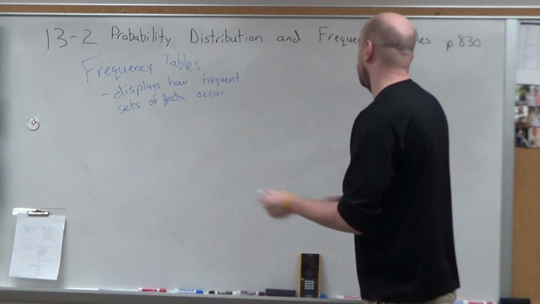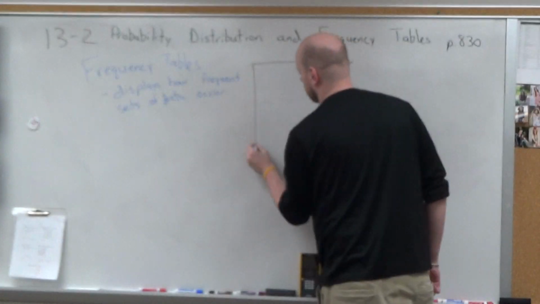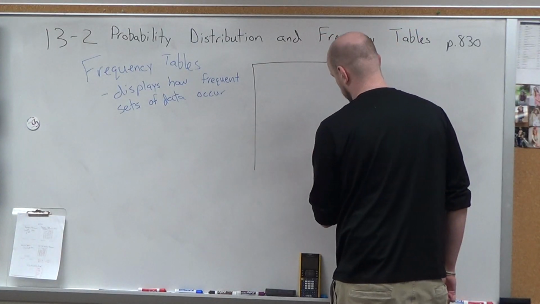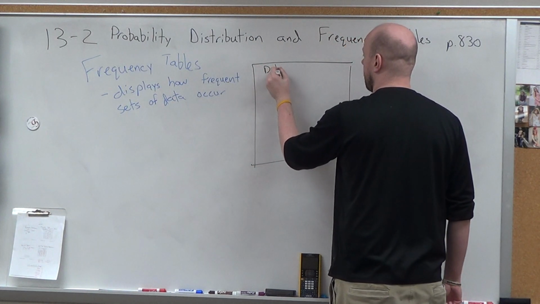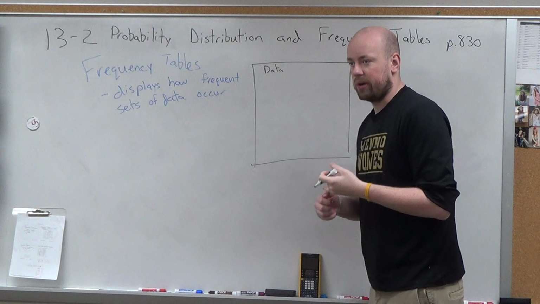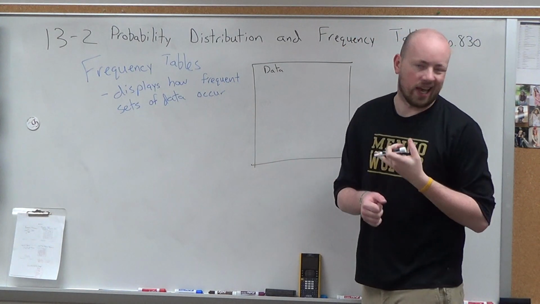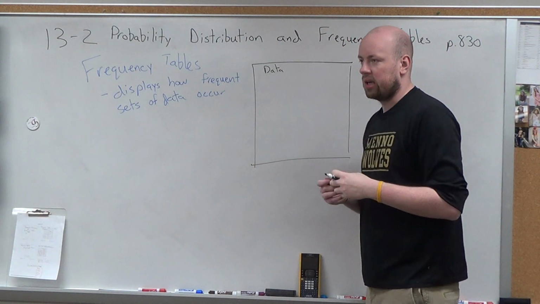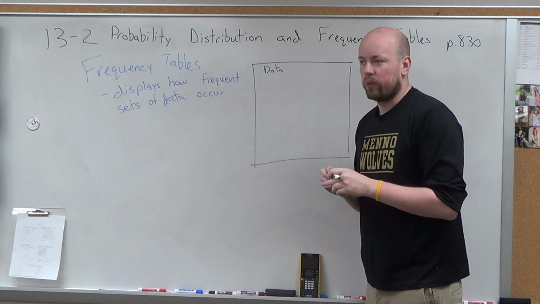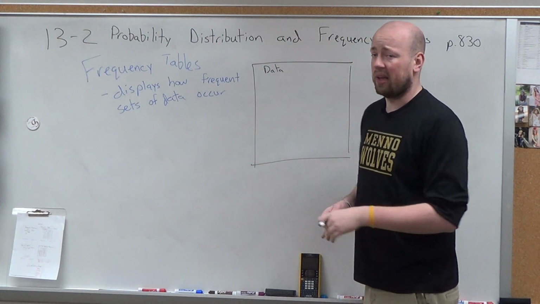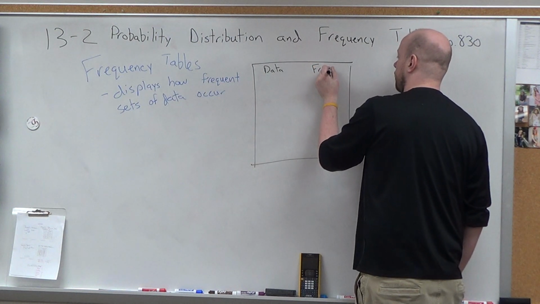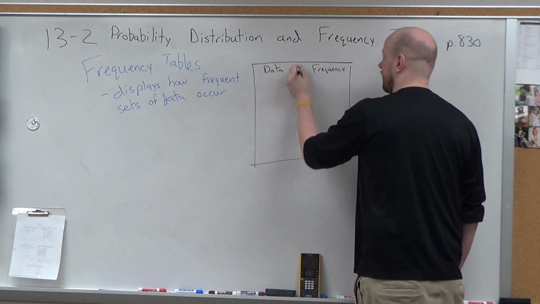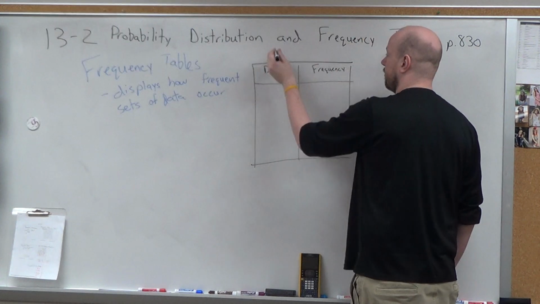Very often, it'll be a 2-column table, and you'll have your data in one column. Now data can be anything. It could be, let's say we're flipping a coin, it's heads, it's tails. It could be we're gathering information about when people's birthdays are, so it could be months. And then we have the frequency. So let's say we were doing birth months.